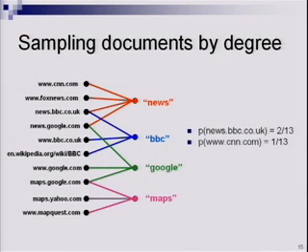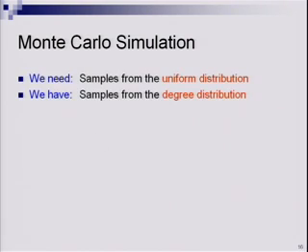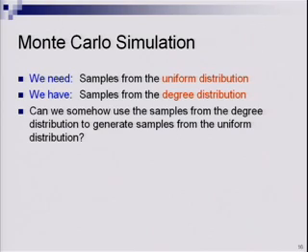Okay, this is an example of the degree distribution. Under this distribution, CNN will have 1/13 probability to be selected, while News BBC COUK will have 2/13. Now, we need samples from the uniform distribution, but we will have samples from a different distribution, the degree distribution. So it's a natural question to ask whether we can somehow use these biased samples, the samples from the degree distribution, to simulate sampling from the uniform distribution.